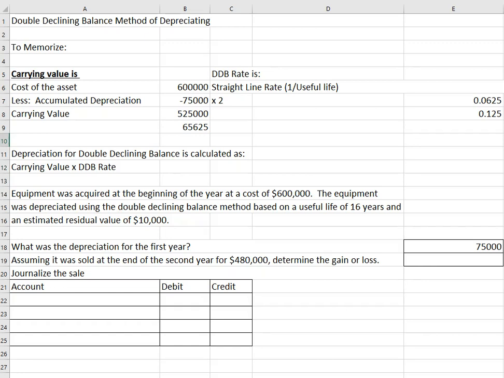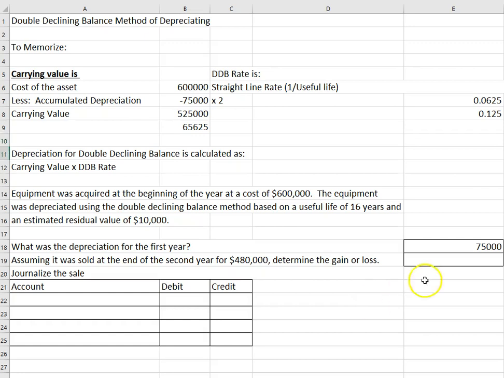So we compare that to the amount of money that we received when we sold this. That's called our proceeds. The proceeds that we got for this, it says that we sold it for $480,000, so we got $480,000. And we'll call that proceeds.